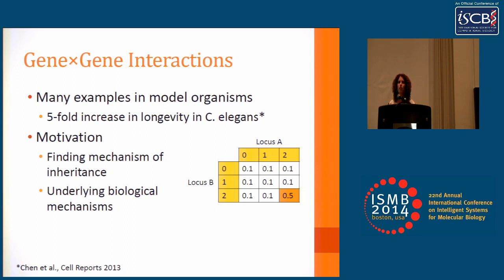And that's not just a theoretical idea. There are many, many examples of this in model organisms. A lot of examples in yeast. Just recently, a study on C. elegans discovered two mutations that, if those two mutations exist in the same C. elegans, you get a 5-fold increase in lifespan. So these interactions are abundant, and in some cases, there's a very substantial change in the phenotypic level. So there's obviously a motivation for searching for those types of interactions.